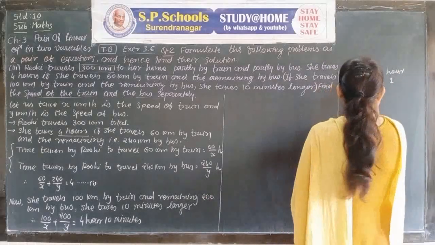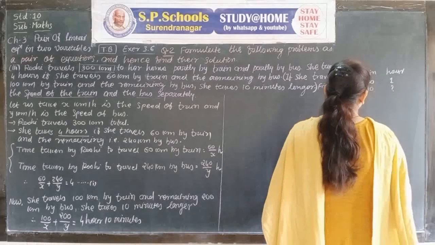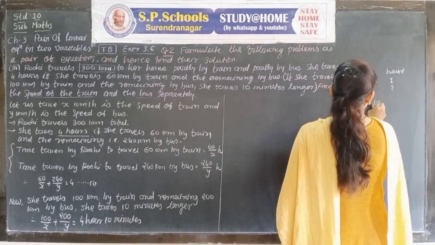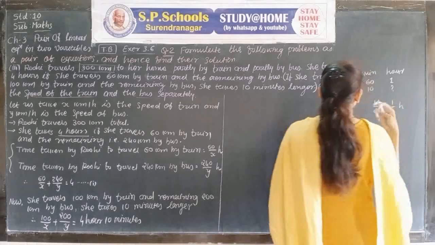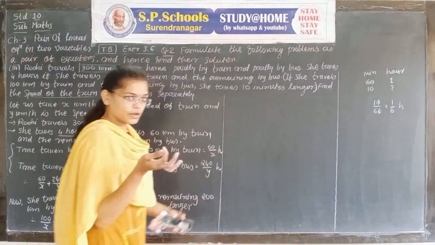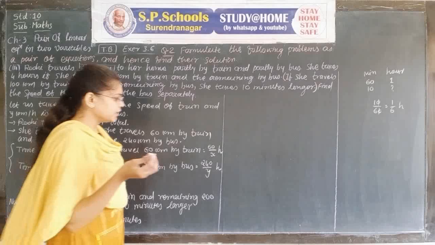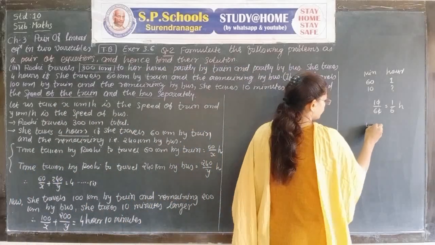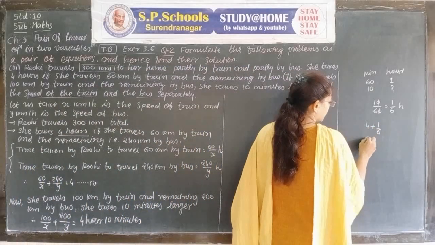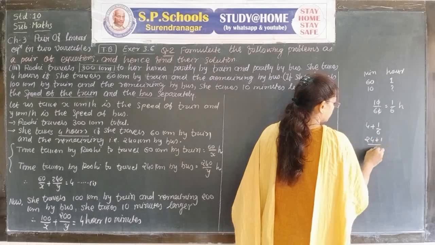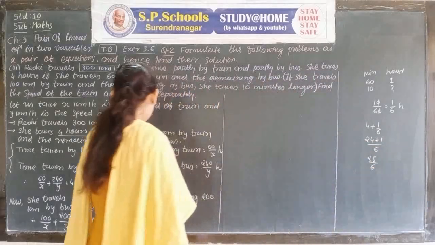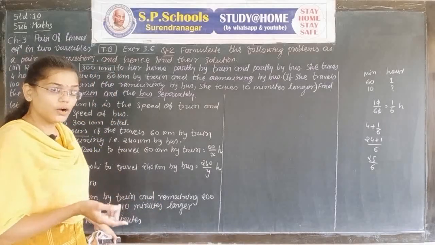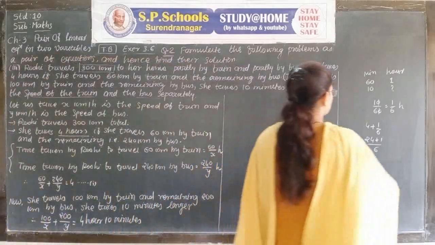Here the 10 minutes only, the 10 minutes in hours: 10 upon 60, 0 cut, and we get 1 upon 6 hour. 10 minutes is equal to 1 upon 6 hour. We are adding 1 upon 6 to 4: 4 6s are 24 plus 1 upon 6 gives 25 upon 6. The 4 hours and 10 minutes converted into hours is 25 upon 6.